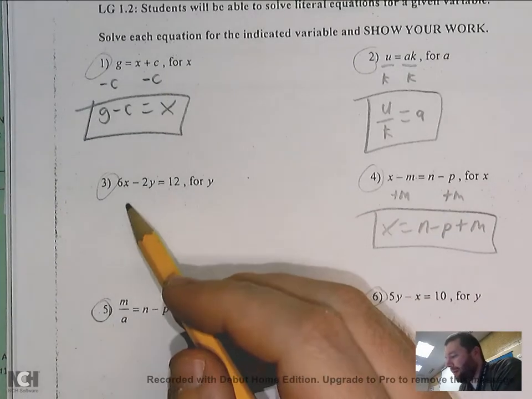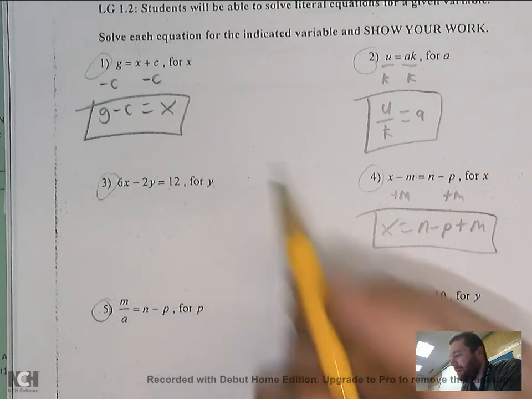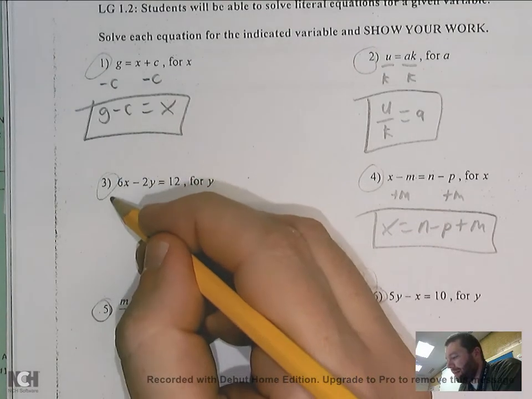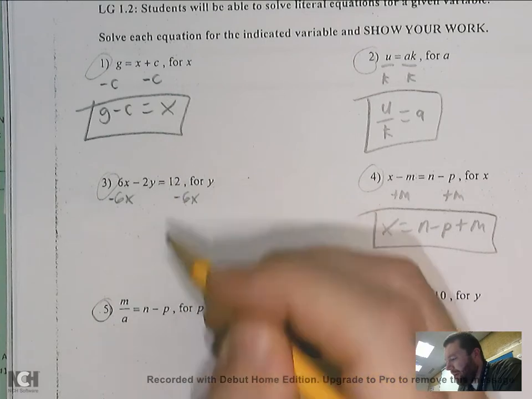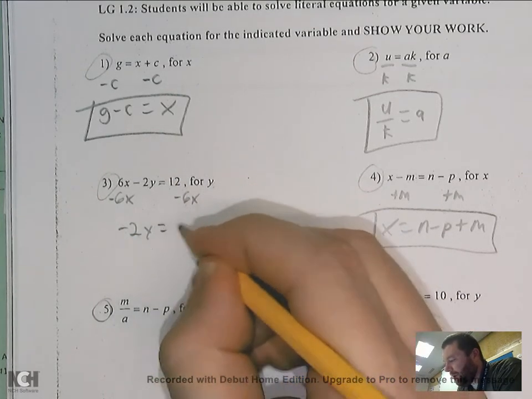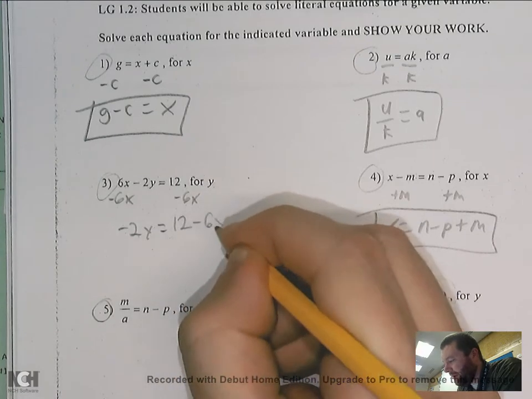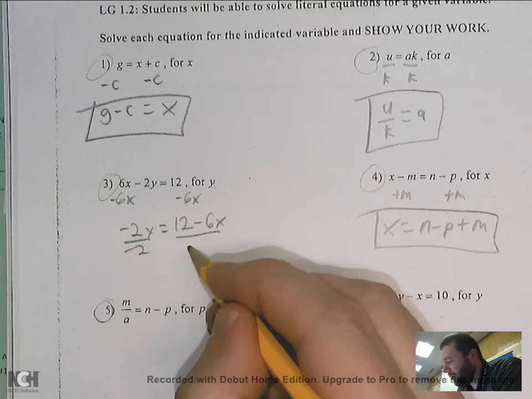Okay, so starting on number 3, I'm solving for y. So I have 6x minus 2y. So I've got to get rid of the 6x first. I'm going to minus 6x from each side. Can't combine those two because they're not like terms. So it leaves me with negative 2y is equal to 12 minus 6x. And then I got to get rid of this best friend by dividing by negative 2.